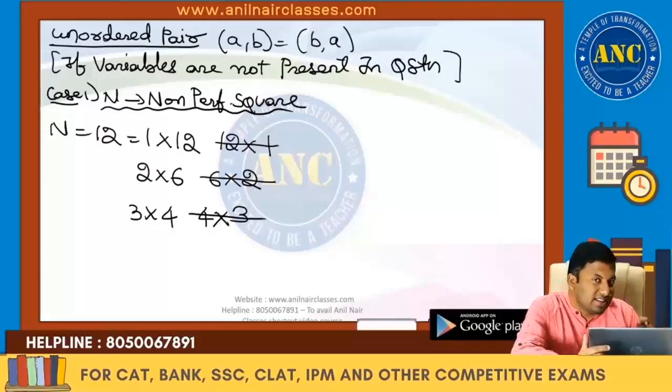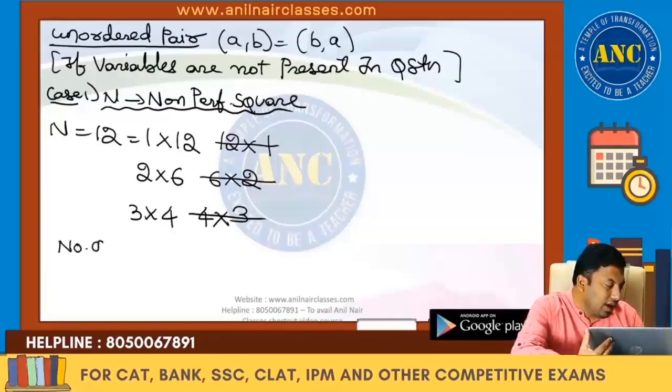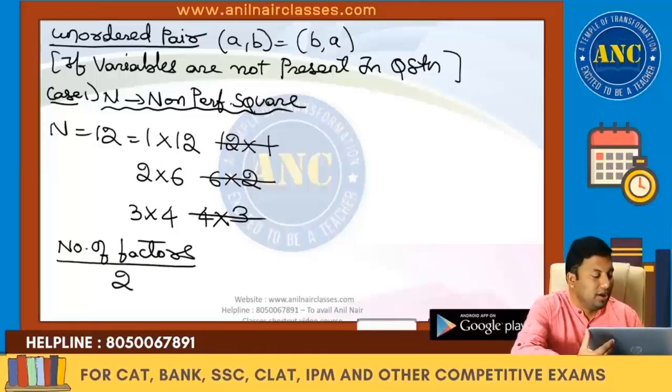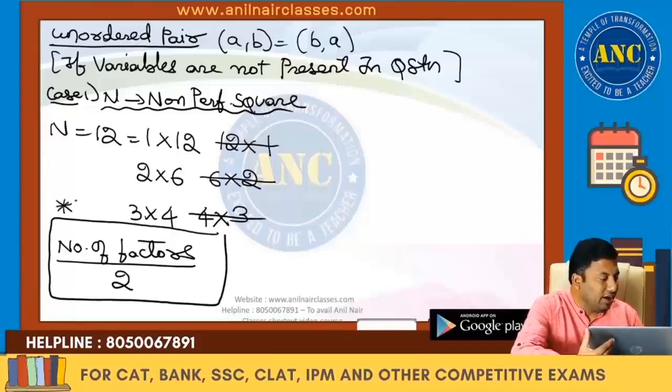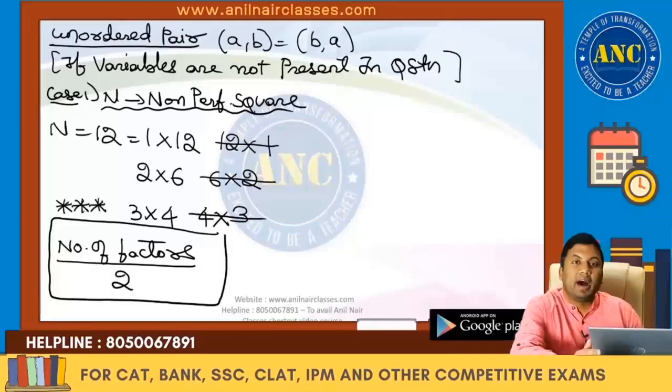Even though you got 6 cases, 3 of them are duplicated. Half of them will be duplicated. That means there are 6 factors: 1, 2, 3, 4, 6, 12. Half of them are eliminated because the reverse is not possible. So the answer is the number of factors by 2. If N is a non-perfect square, in an unordered pair, it is always the number of factors by 2.